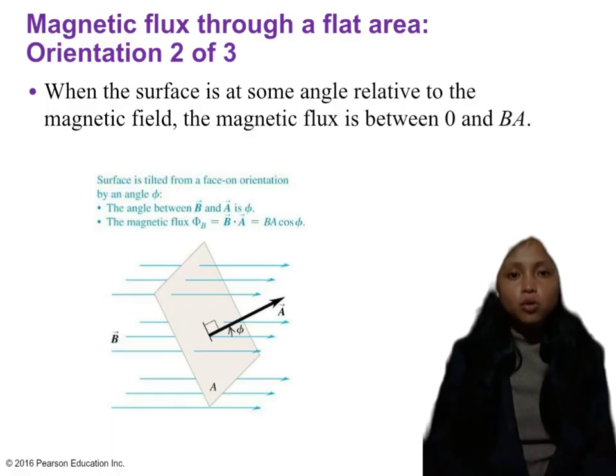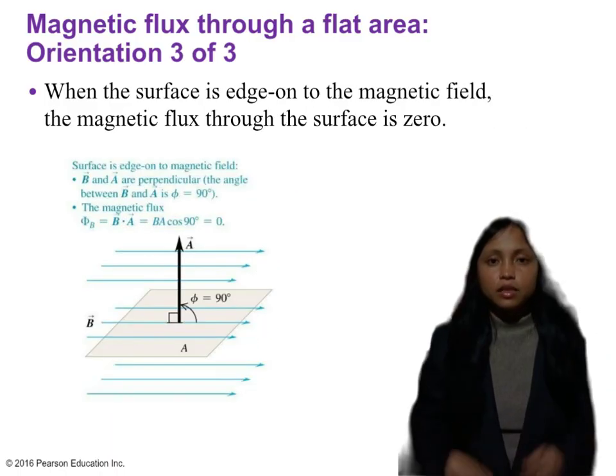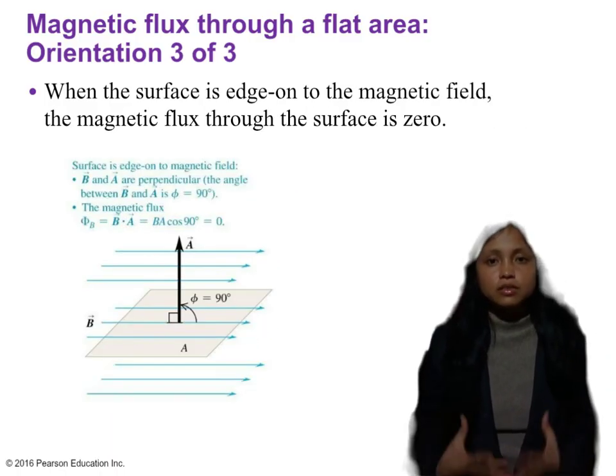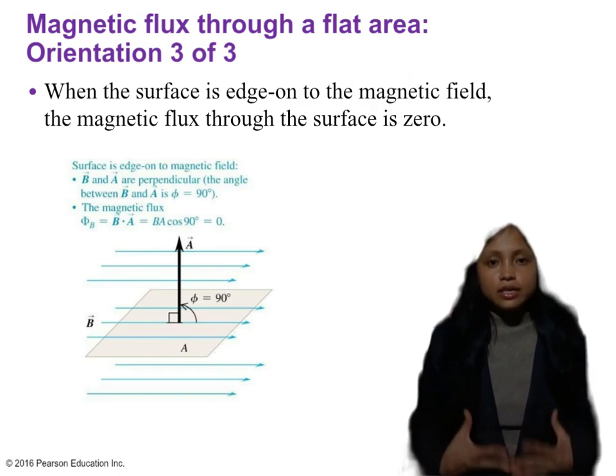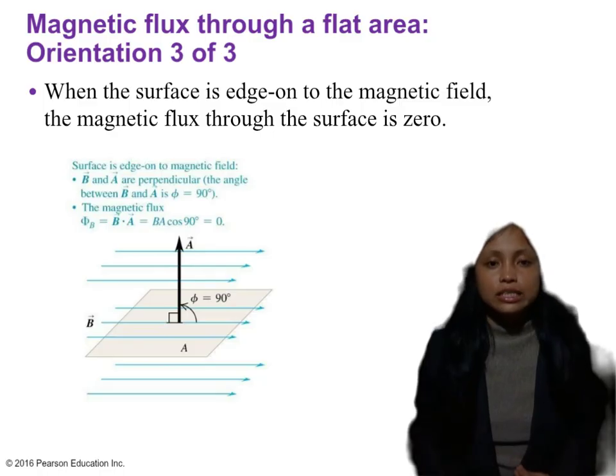Take note that only the component of the field perpendicular to the surface contributes. When the surface is parallel to the field, flux is 0. This helps us understand how rotation can change flux.